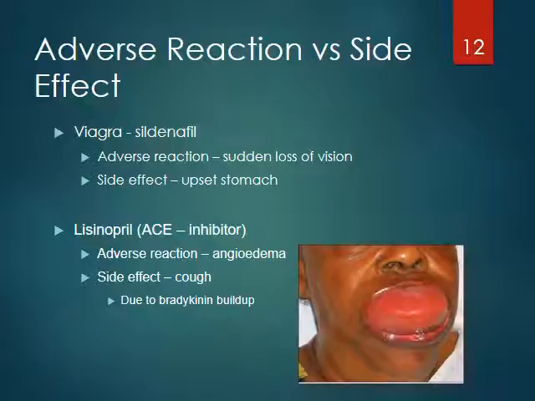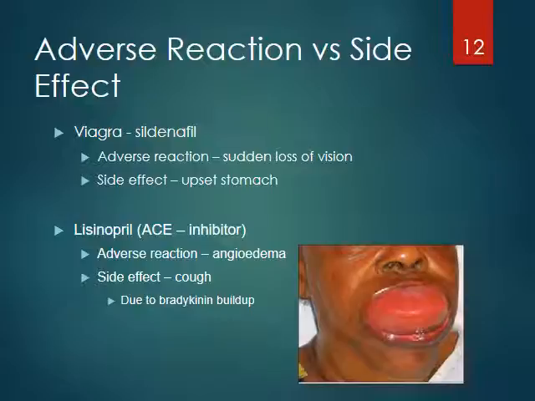Looking at some other examples, so Viagra or sildenafil, it's a phosphodiesterase inhibitor. It's commonly used for erectile dysfunction. Also can be used for pulmonary hypertension. A side effect of this would be upset stomach. Well, okay, the upset stomach may be tolerable by the patient if the therapeutic effect is worth it. Maybe they can take it with some food, and it may help them to limit the side effects. An adverse reaction that would be sudden loss of vision. Right, that would be something that would require immediate intervention. In this case, would be discontinuation of the drug altogether.